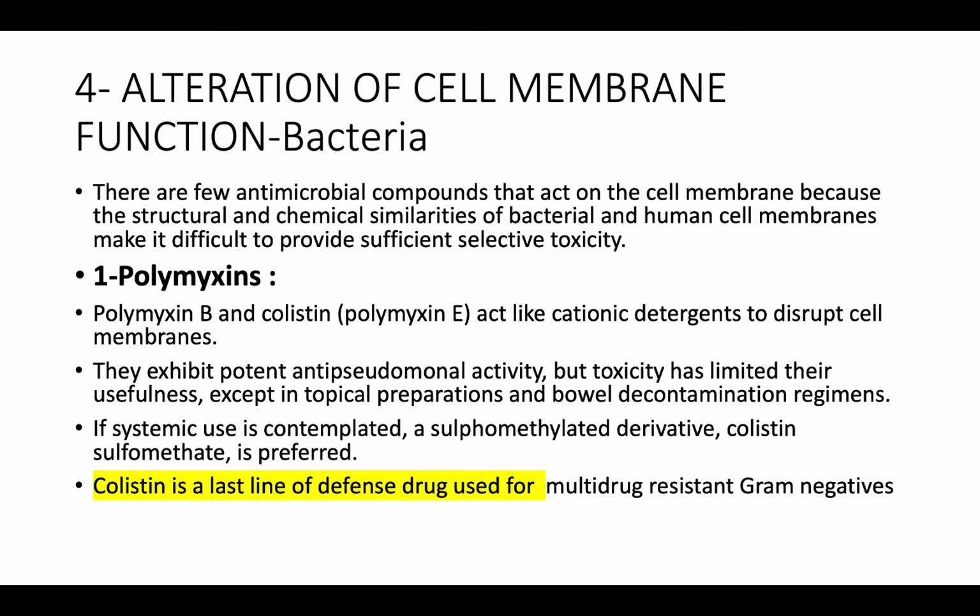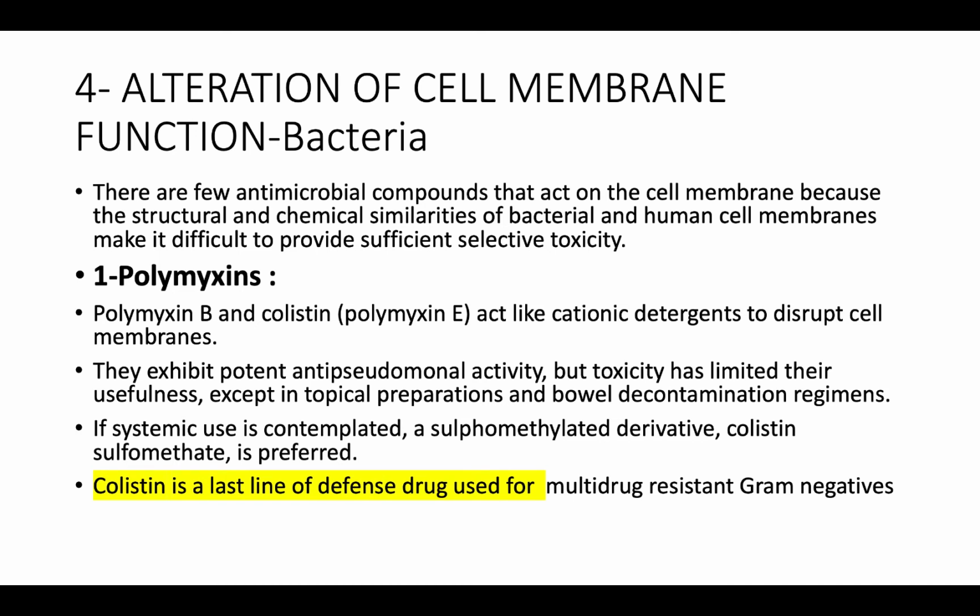Now let's move on to talk about the drugs that affect the cell membrane. We finished DNA synthesis. So if you remember, we said there are a few antimicrobial compounds that we can use directly on the cell membranes.